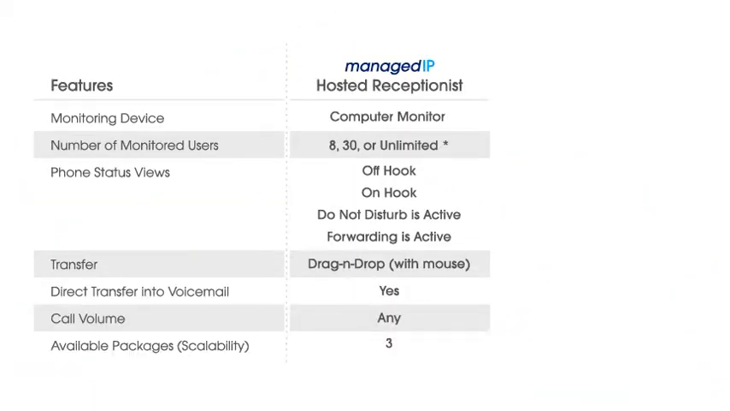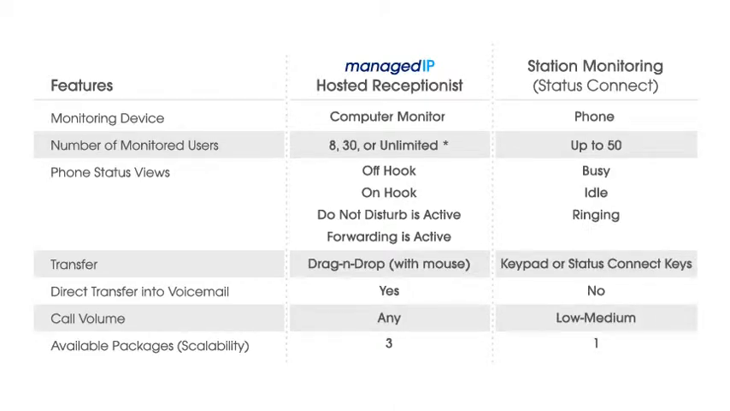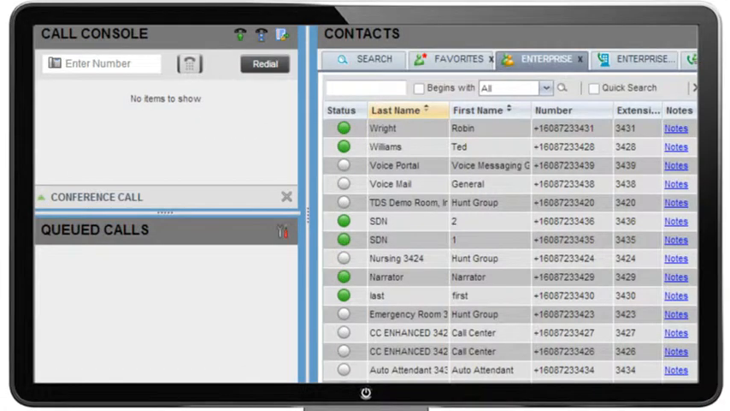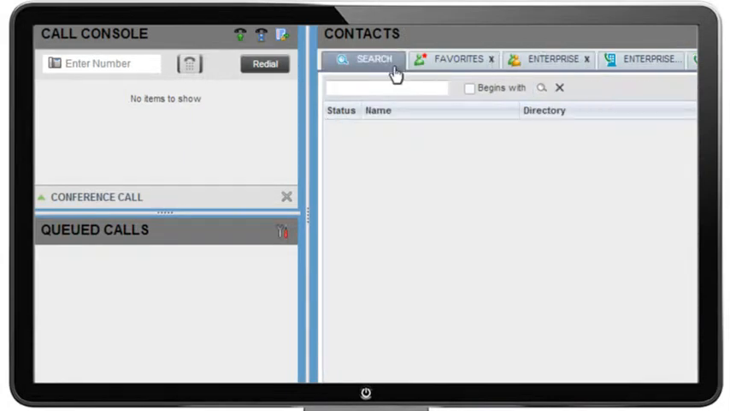When we first saw managedIP Hosted Receptionist, I initially thought it seemed a lot like our station monitoring on my old phone, but the salesperson pointed out some key differences. First, Hosted Receptionist displays and works on my computer, so I don't have to worry about going through the menus on my phone to see who's available. It will display if the employee is on the phone and available, in a busy status, or even set to Do Not Disturb.